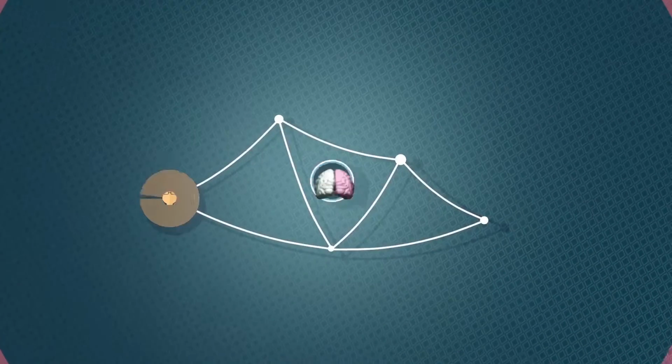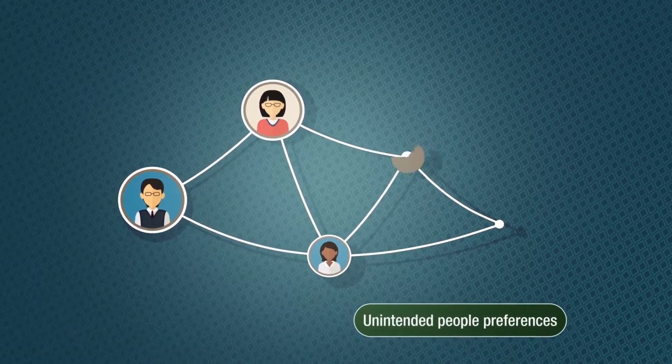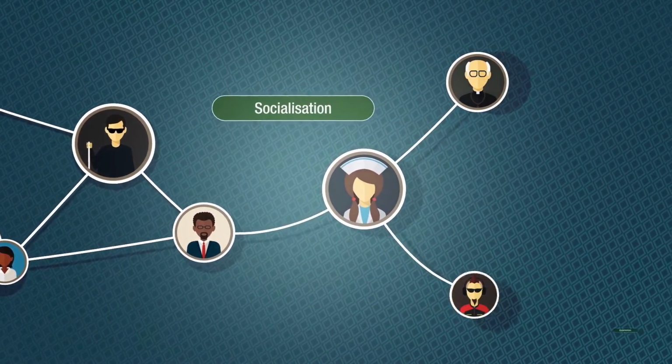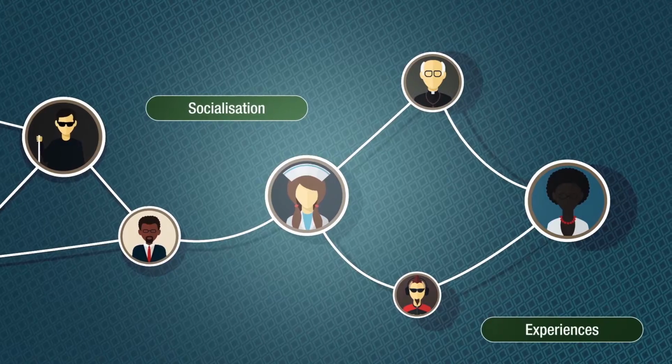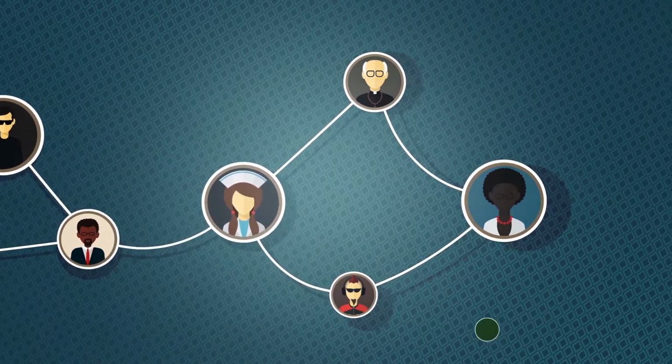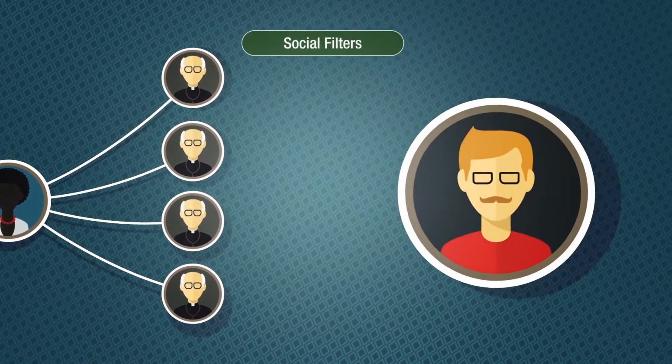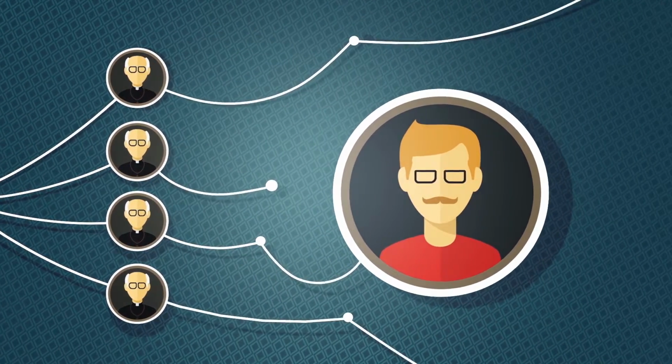Unconscious biases are simply our unintended people preferences. They are formed by our socialization, our personal experiences, and the representations of different groups in the media. These experiences act as social filters in which we make assessments and judgments of people around us.